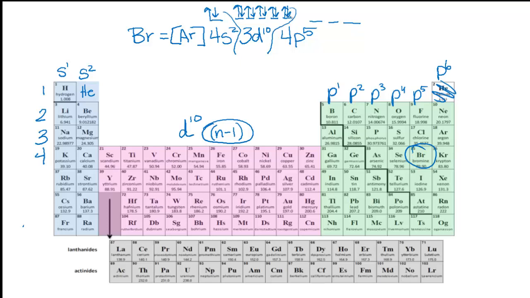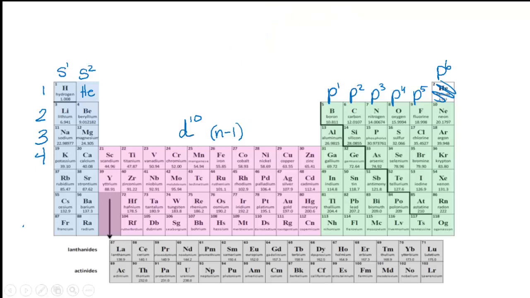These are always going to be filled when we're dealing with them in our class. In more in-depth chemistry classes, you'll go into those details. And then 4p5. So 1, 2, 3, 4, 5. This is the electron configuration for bromine. Let's do 1 or 2 more that are a little bit complex to see if you've really got it down.